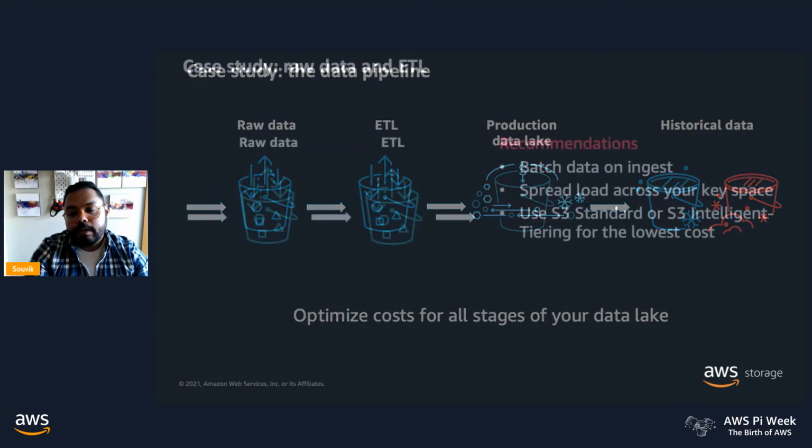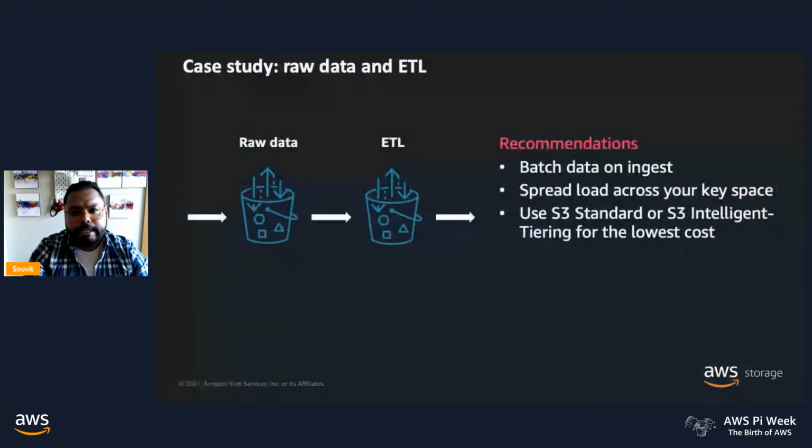Since this customer was using Amazon Kinesis Data Firehose, they were able to batch the events into larger objects, one of the best practices that we discussed before. This helped them reduce their total number of requests and reduce request costs. They also used a GUID in their key name structure. This helped create many prefixes to spread their request load across their key namespace.